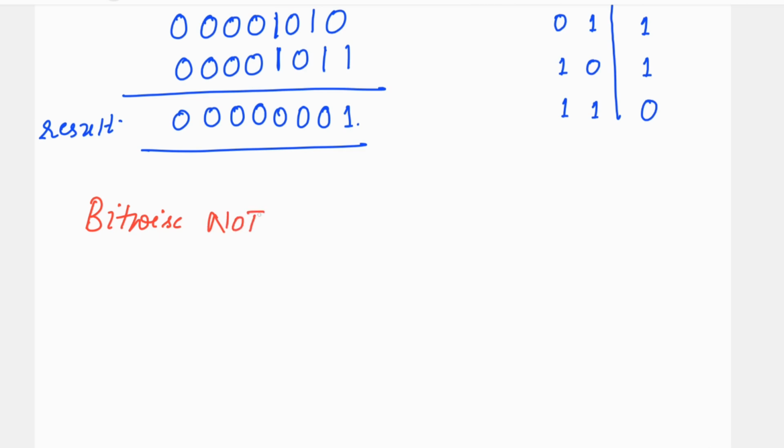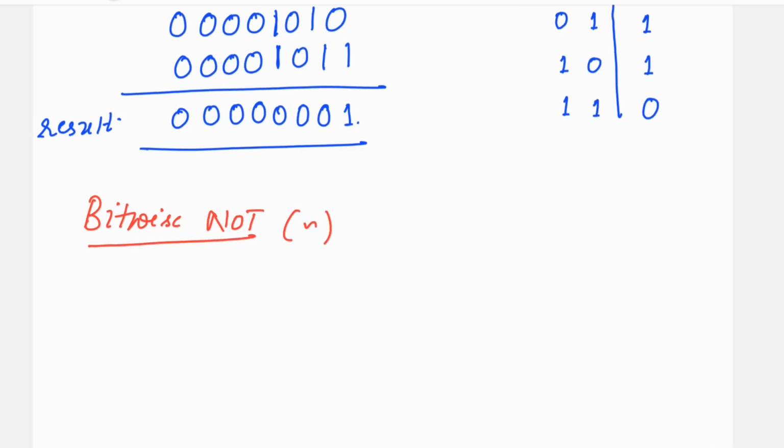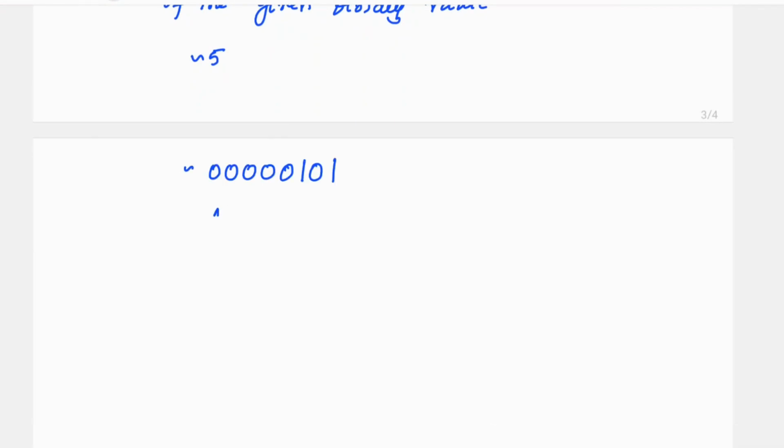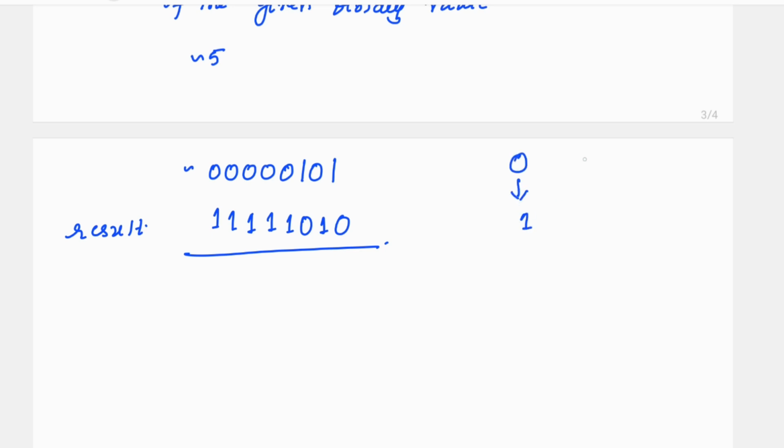Bitwise NOT is a unary operator. It actually produces the ones complement of the given binary value. Suppose for example bitwise NOT of 5. Then 5 you are writing using the 8 bits. What is the result here? It will give the ones complement. If it is 0, it will be 1. If it is 1, it will be 0. Okay, this is the result of the bitwise NOT operator. If the bit is initially 0, it will be set to 1. If the bit is initially 1, it will be set to 0. This is the operation for the bitwise NOT.